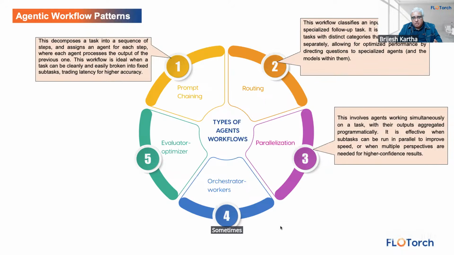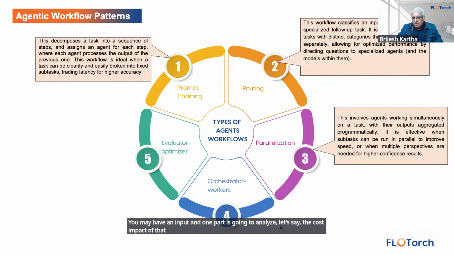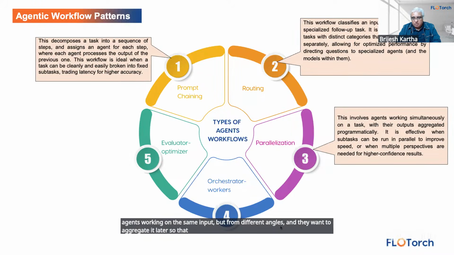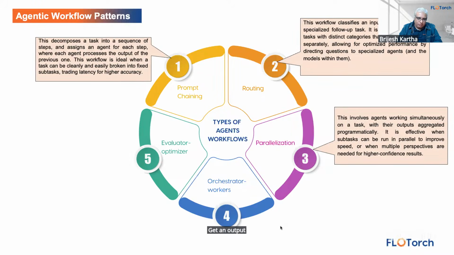Sometimes it could be some other way, where the same input is handled differently. So you may have an input, and one part is going to analyze, let's say, the cost impact of that data point, and another part is going to look at the time aspect of it, or maybe a CSAT aspect of it. So they may be agents working on the same input but from different angles, and they want to aggregate it later so that you, as a customer, get an output which is handling all of the different angles of the same data point. So these are the places where parallelization could be of very big help.